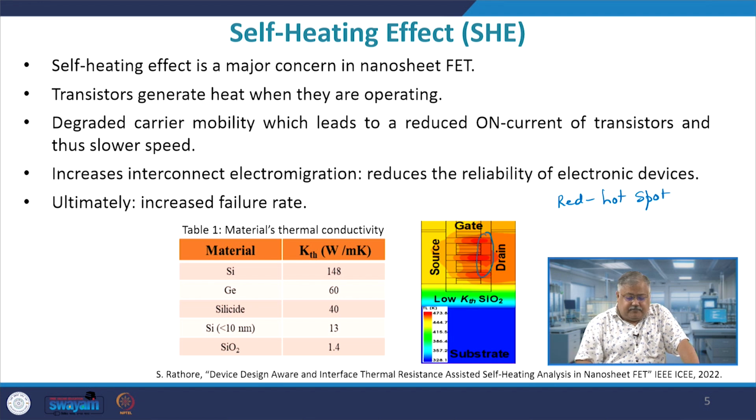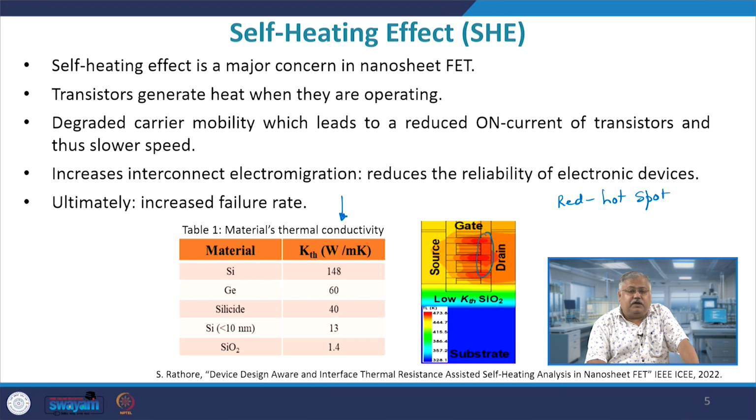Now, look at the left hand side figure which you see here. If you look carefully at this particular diagram, it gives you the various types of materials: silicon, germanium, silicide material, silicon which is less than 10 nanometer, and then silicon dioxide, the oxide layer, and this shows the material's thermal conductivity, right. Thermal conductivity basically tells me that with a 1 Kelvin change in the temperature, how much power you are actually wasting, and gives you these values of self heating effect.